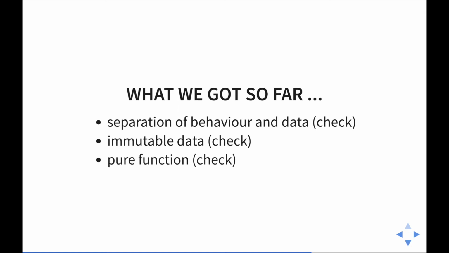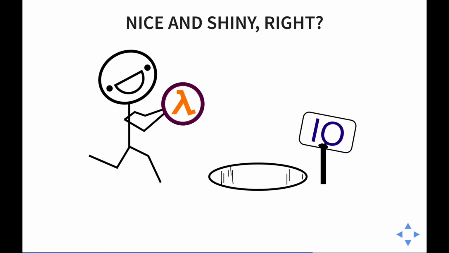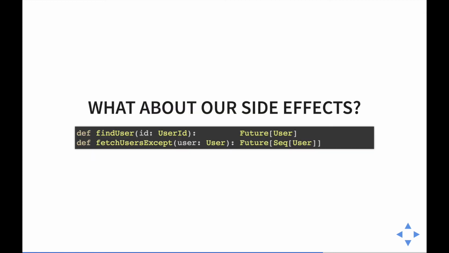And you have pure functions. So no side effect at all. That's nice and shiny, but what about the I/O stuff? I mean, we still have to get the user or find the user we supply to the service. We still have to fetch all the other users, and this is not functional anymore. We have to call some database or some REST service or some file, and usually you do this asynchronously because you don't want to wait for all the stuff. So it's a future, and it's something from the external world.